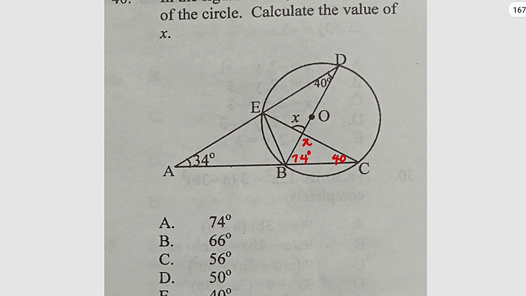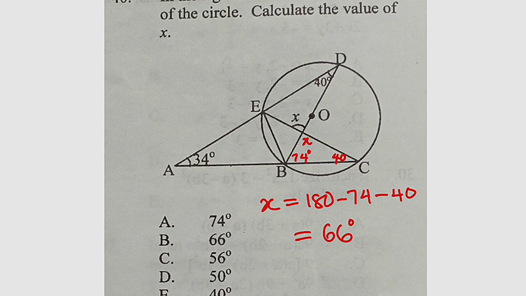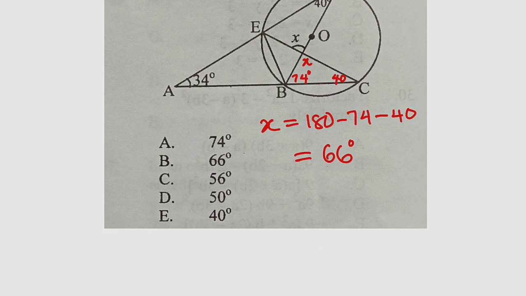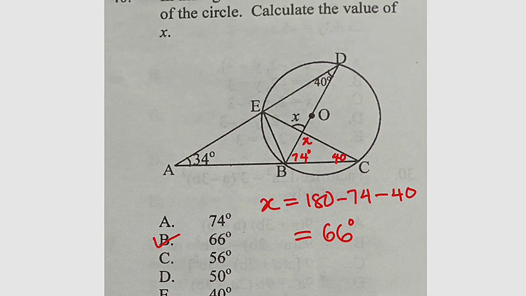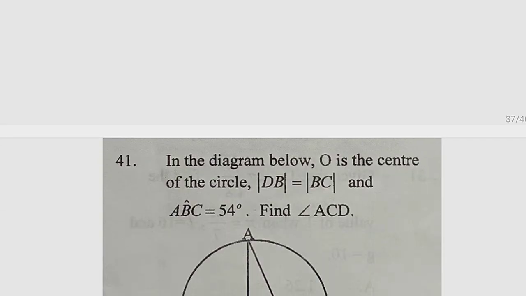So we are almost done. Remember, we are looking for X. Therefore, the sum of these three angles must be equal to 180, which implies that X is equal to 180 minus 74 minus 40. And this is equal to 66 degrees. Which option is that? Option B. Now let us move on to question number 41.